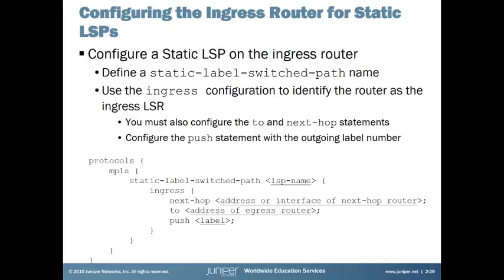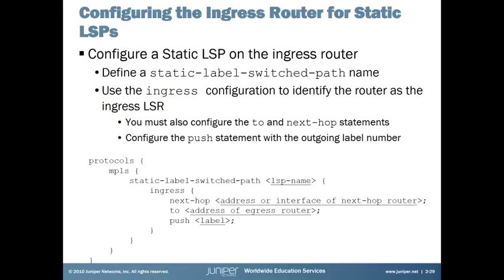In an operational network, you will always use what's referred to as a signaling protocol to create a label switch path for you, and you will configure the signaling protocol. But for the purposes of us learning how these things work, we are going to set up a static label switch path. Under the Edit Protocols MPLS hierarchy, we will use the term static label switch path and then give it a name. That's a user configurable name.